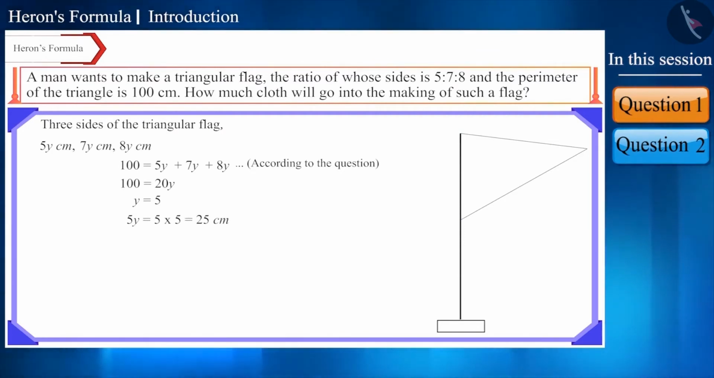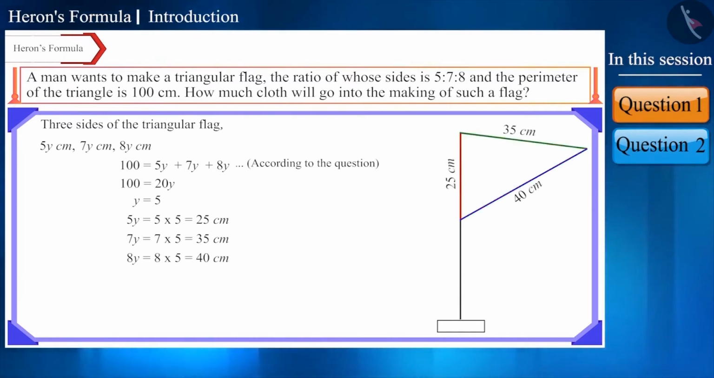Similarly, 7y is equal to 7 into 5, which is equal to 35 centimeters, and 8y is equal to 8 into 5, which is 40 centimeters. Now we know the length of all the sides of the flag. As you can see, this is a scalene triangle and we don't know its height. Therefore, to find the area, we cannot use the formula half into base into height.